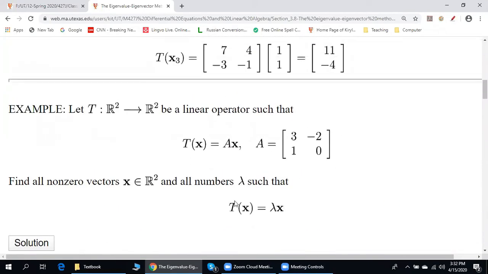In the next exercise, again, T is given, A is given. We want to find not just 1 or 2, but all numbers lambda and all non-zero vectors x such that T of x is equal to lambda x. Take your time, think about questions.